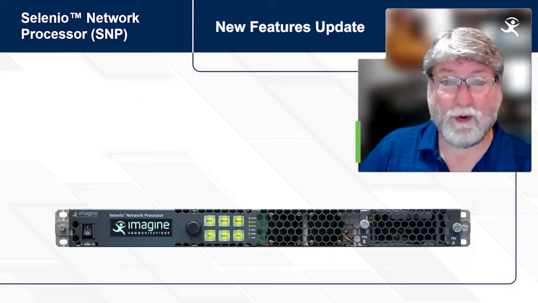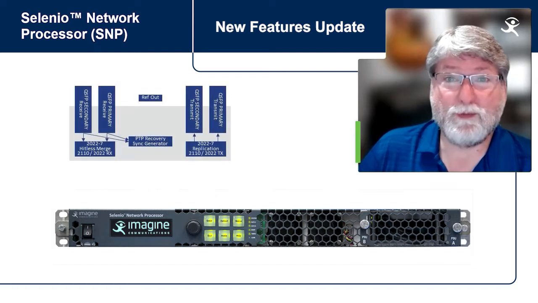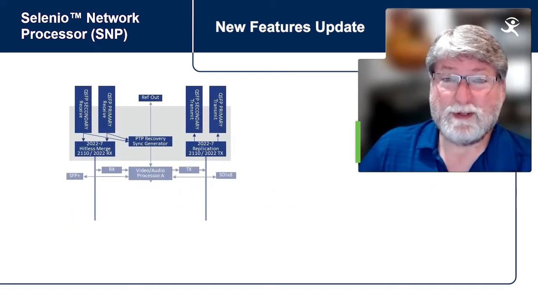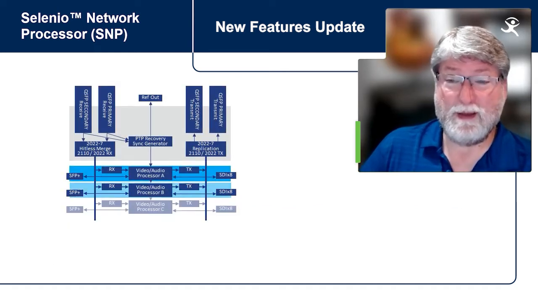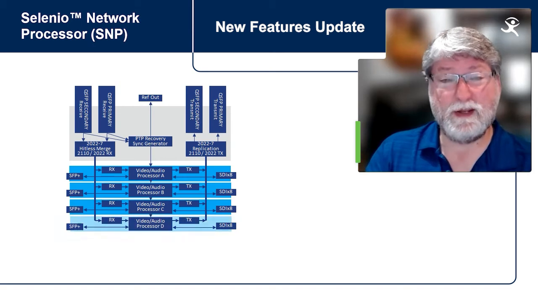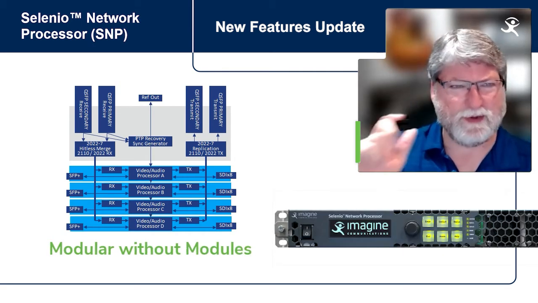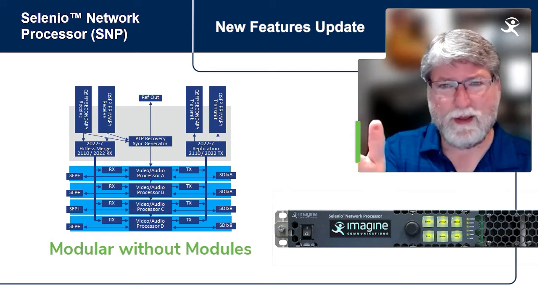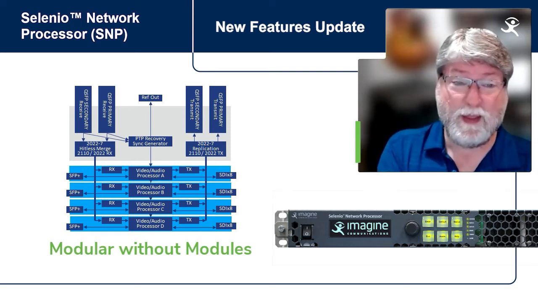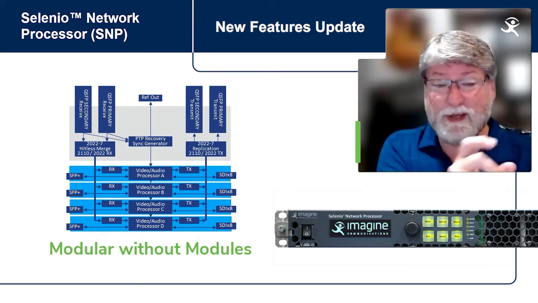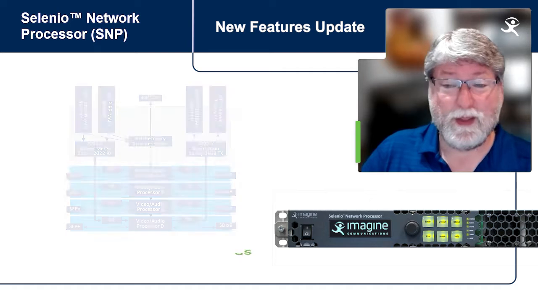Now, Selenio Network Processor, of course, is our modular product, except that we've transitioned away from SDI and into IP. So at this point, it's really modular, but without all those hardware modules. Instead, we have signals coming and going all over IP, but still over SDI as well. And you license in the software keys you need to do the job you want to do.